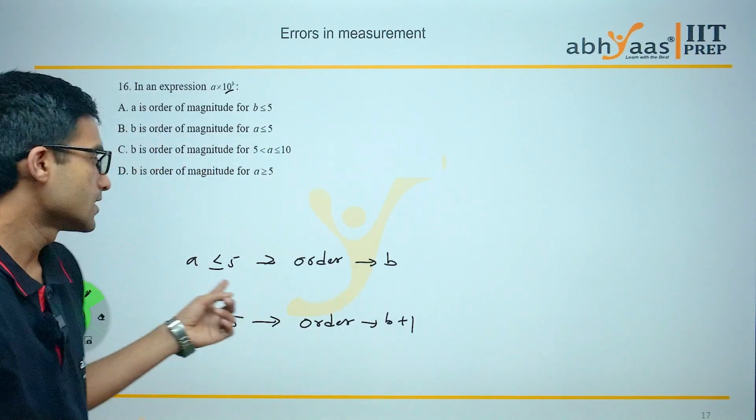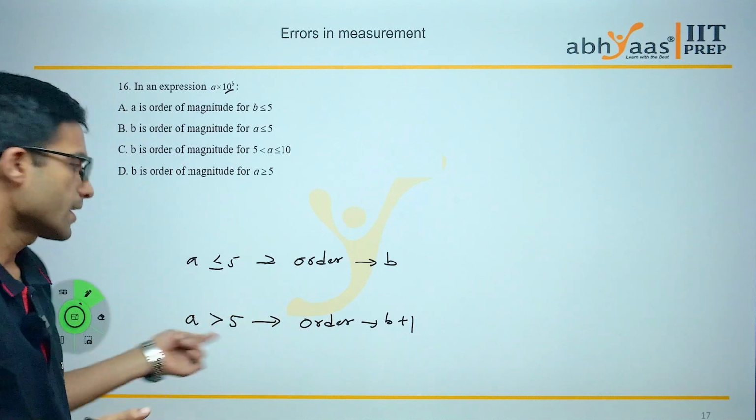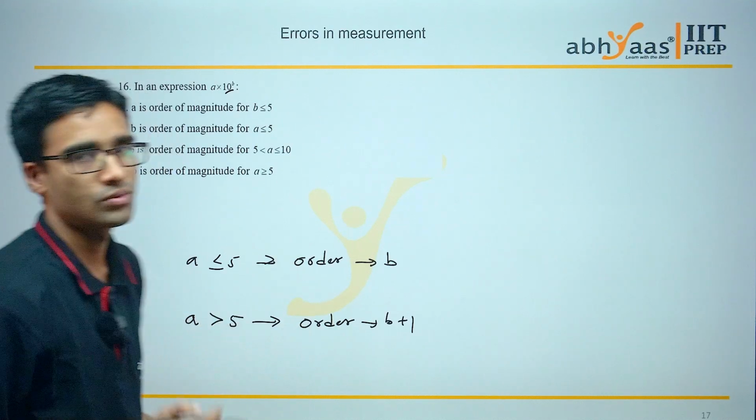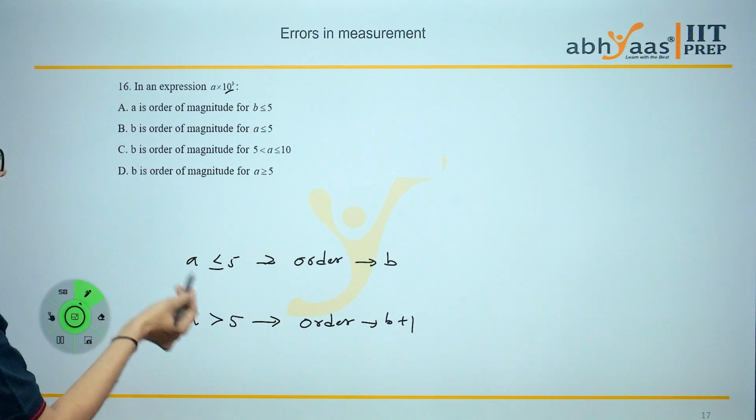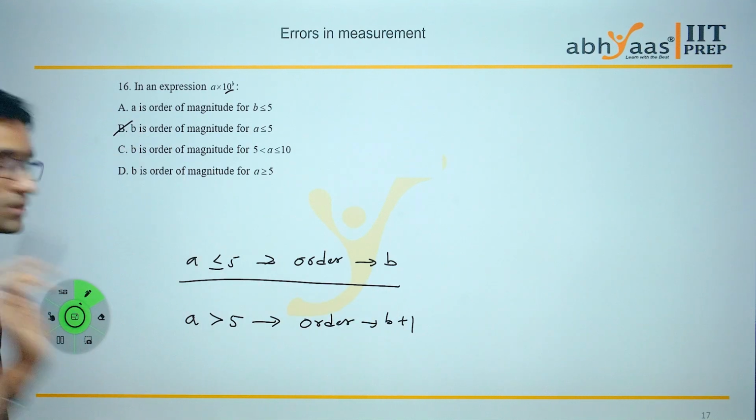That's why a less than or equal to 5, order is b. Simple order of magnitude. A greater than 5 means order is b plus 1. So what is it? A less than 5, order is b. So that means option B is right.